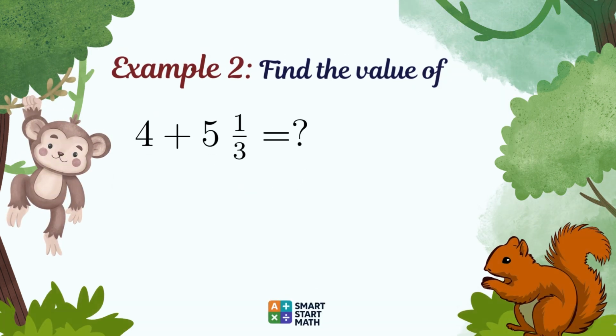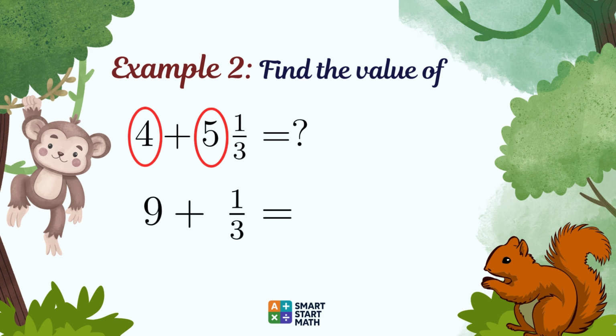Next, let's add a whole number to a mixed number. It's the same idea. Example 2. We have 4 plus 5 and 1/3. First, add the whole numbers. 4 plus 5 is equal to 9. Then add the fraction part. 9 plus 1/3 equals 9 and 1/3. So the final answer is 9 and 1/3.